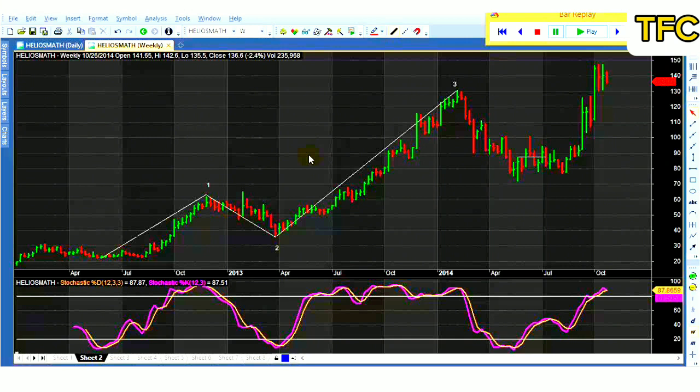Let's go ahead and see how we can use these extensions and ratios in identifying the end level of wave C, that is, the end of a correction which is followed by a new trend.